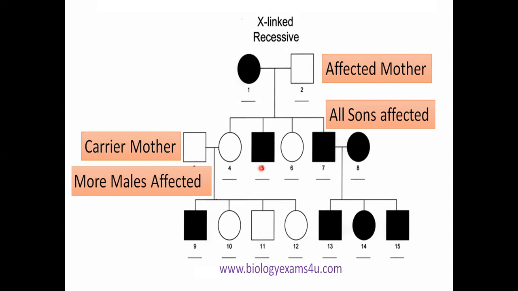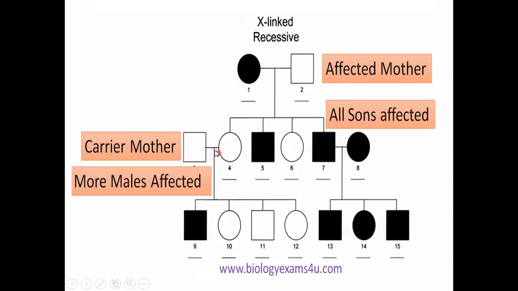So that X chromosome in the son can express itself phenotypically. That's why all sons are affected. Then you can see here in the second generation, a phenotypically normal female is married to a normal male, and in the third generation they produce an affected son, a normal daughter, a normal son, and a normal daughter. So both of the parents are normal, but the son is affected.